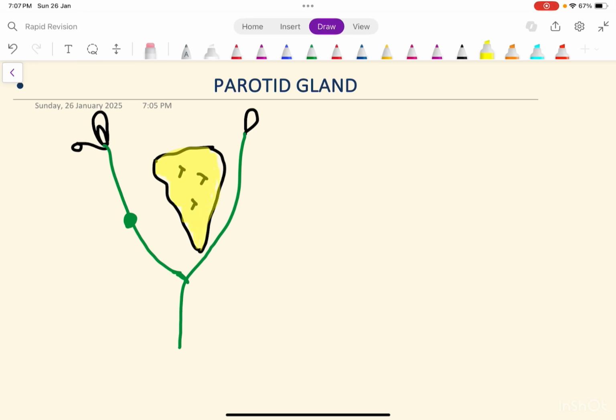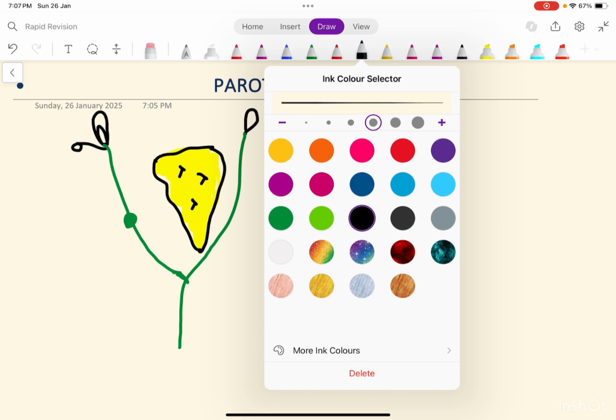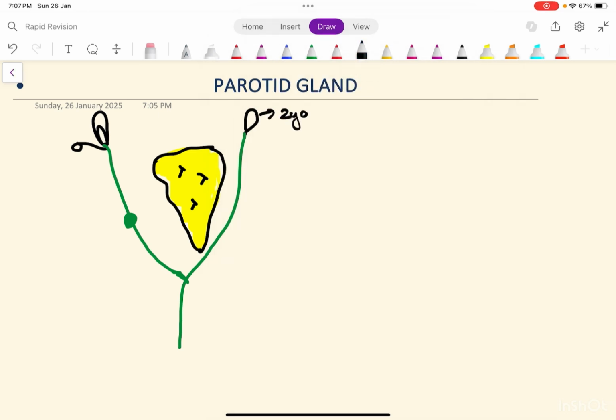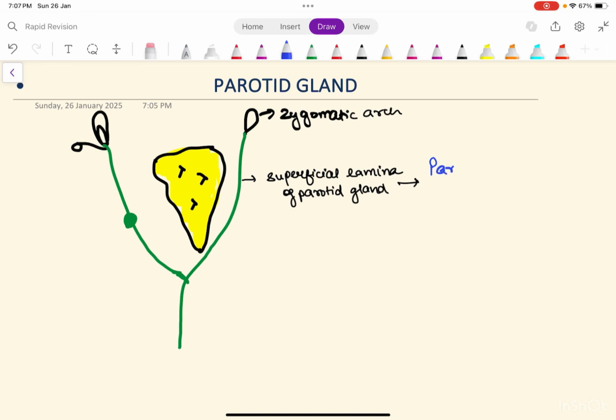As you know, the yellow part that I'm highlighting is our parotid gland. All right. So starting from the labeling part. First of all, we have the zygomatic arch. Now from zygomatic arch, there arises the superficial lamina of parotid gland, and this is basically the parotidomasseteric fascia. All right. Now you have to remember superficial is the thick one.